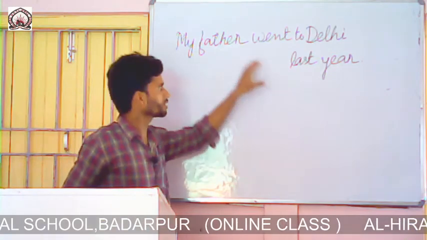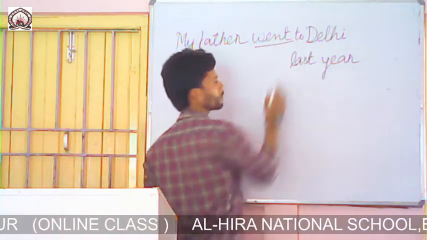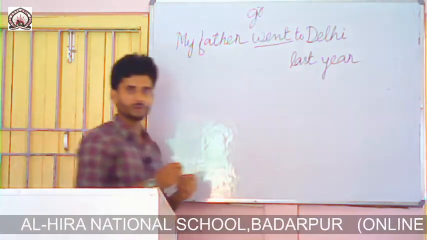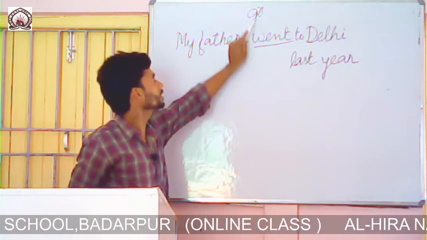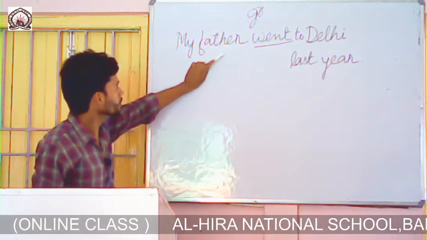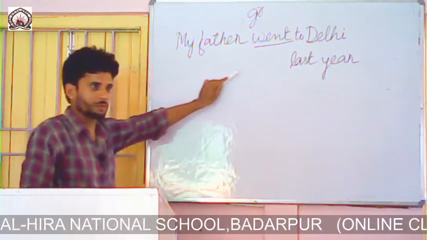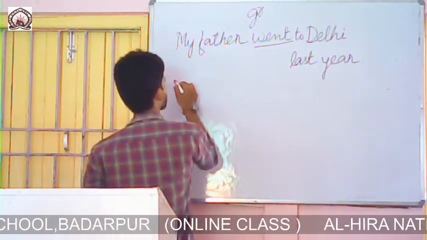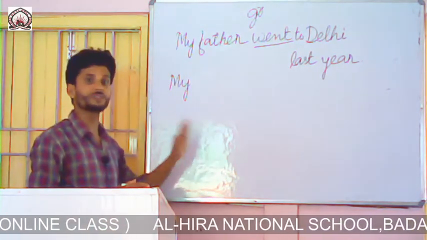Just like the previous one, it is in past tense, past indefinite or simple past, and the verb is in past tense, went. It has come from go. It is the V2, the second form, or the past form of the verb go. Go, went, gone. Now how to change this positive or affirmative sentence into a negative sentence? Just like the previous sentence, we use did.